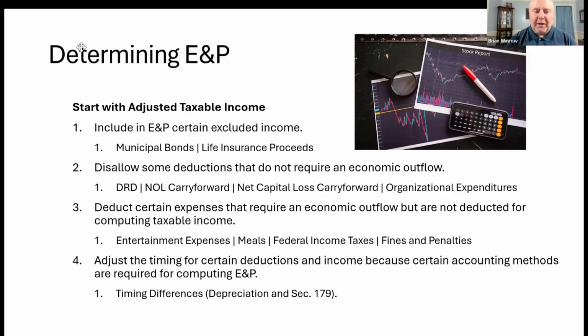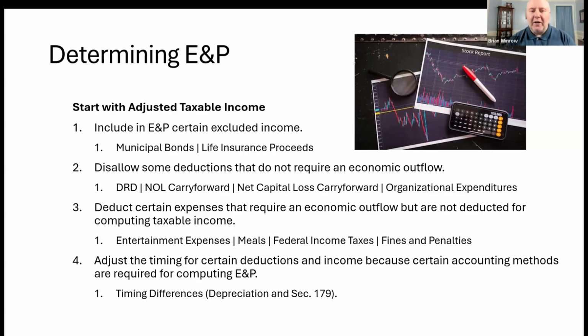So the first adjustment is we're going to include in earnings and profits certain amounts that were previously excluded. So what does that mean? Well, when we were trying to get to our taxable income, there were certain things that we don't want to include in taxable income because we're not going to be taxed on it. And the key two of them that are most common are going to be your municipal bonds, so state and local bonds, because those are not taxable.